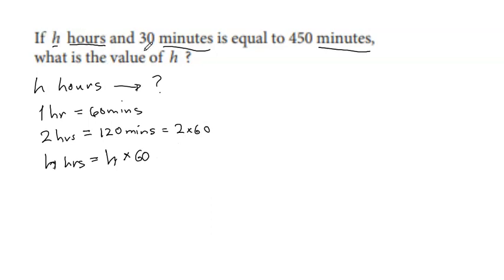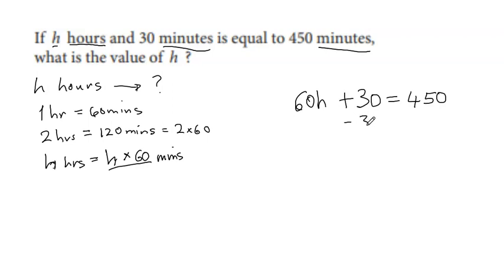So to write the expression for this, given this statement, we're going to have 60 times h, which is this one here. This is in minutes now, right? Plus, as it says, 30 minutes. 30 is equal to 450. So this is the equation you have to write down and try and solve to arrive at the answer. All right, so let's try and solve it.